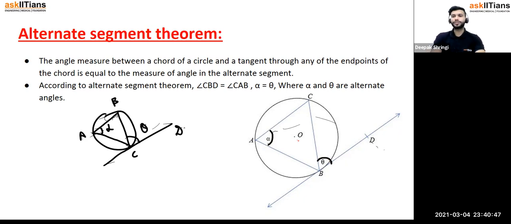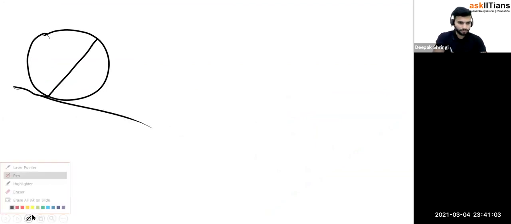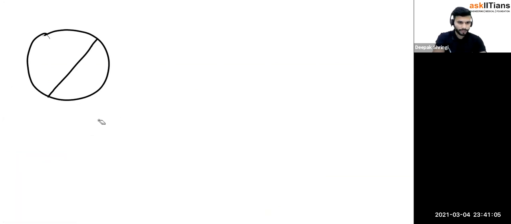Now, first of all, we will see why it's true, why it's correct, how we prove this theorem. So look at this, guys. You have the circle over here. And for that, I have drawn a chord. And for the chord, I have drawn a tangent as well, right? Just a second. I need to draw it on the other side. Then it will be easier to understand. Just a second.